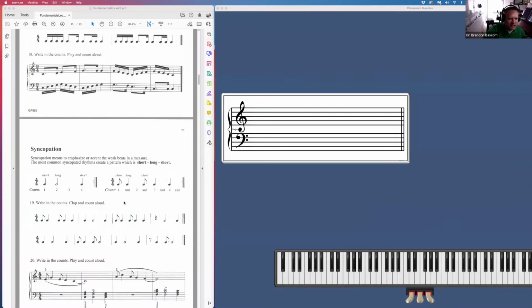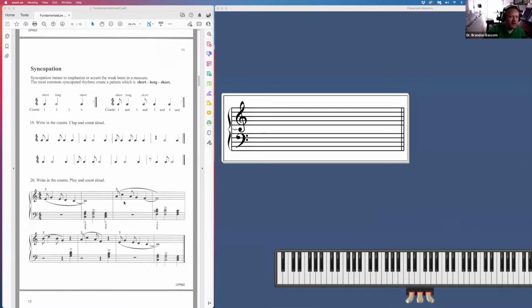Moving on, syncopation is putting the emphasis on weak beats. Unfortunately, they don't do the best job in the world of telling you what the strong and the weak beats are. If you want a theory book that does do that really well, check out the RCM books, the Royal Conservatory of Music. They're from Canada. Their theory books do a really good job explaining that.